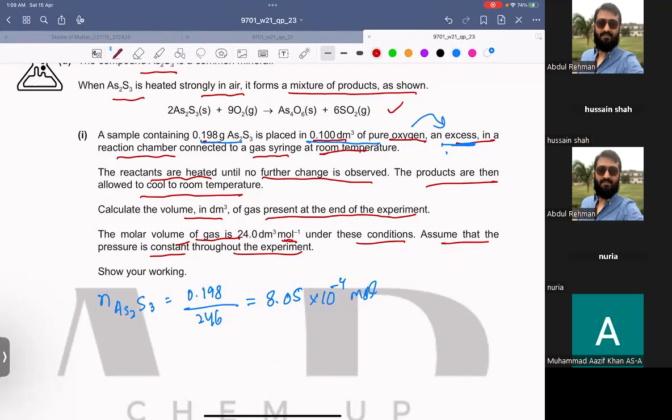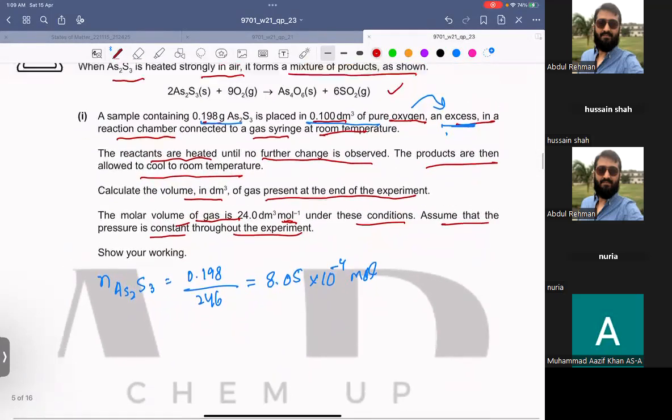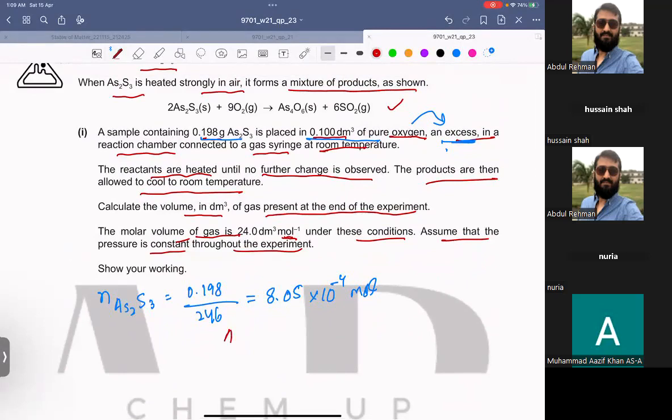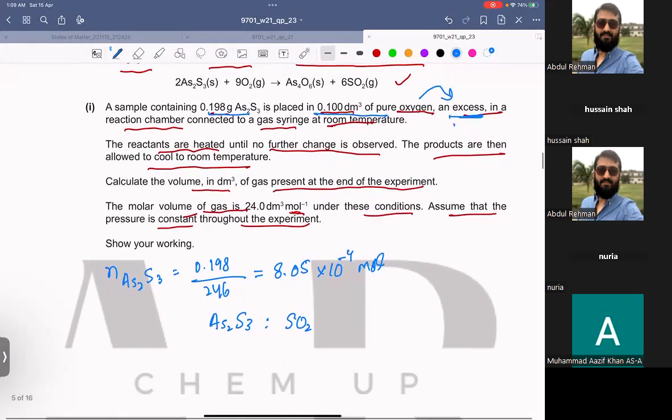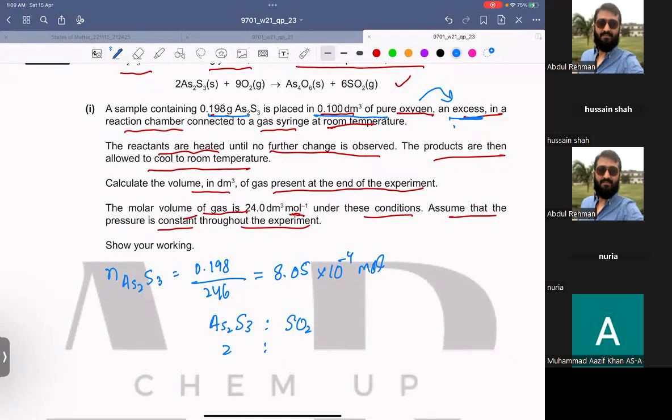So it means that now we relate As2S3 with SO2. If you see in the equation, the mole ratio is 2:3. So here we have 8.05 times 10 to the power minus 4 moles. Sir, it will be 1:3.